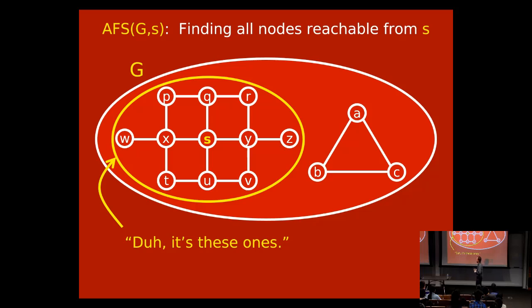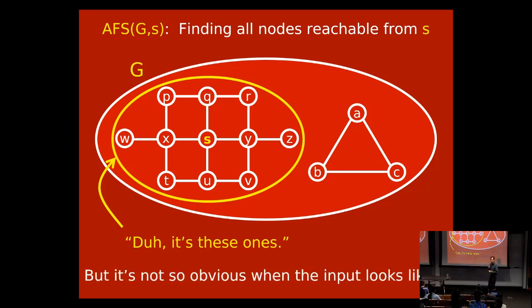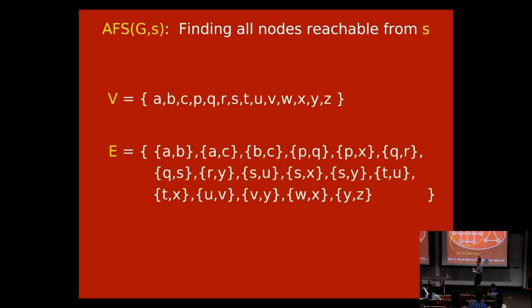But you know, it's not like the computer algorithm gets a picture of the graph as the input, nor does it have eyeballs. And it's not such an obvious task. It's not so obvious how to do the task when the input looks like this, which is essentially how it looks as the input to a computer algorithm. Maybe it's in adjacency list format or adjacency matrix format, but basically you're getting this information.